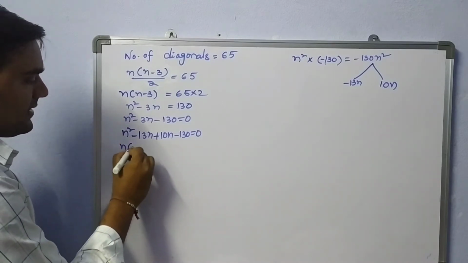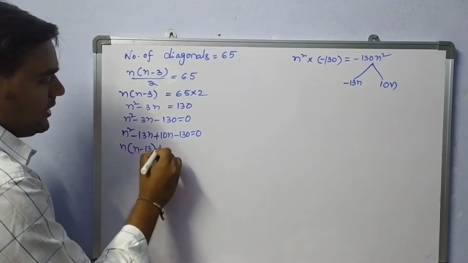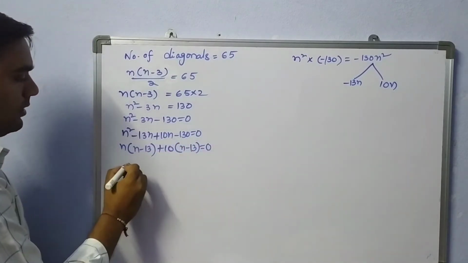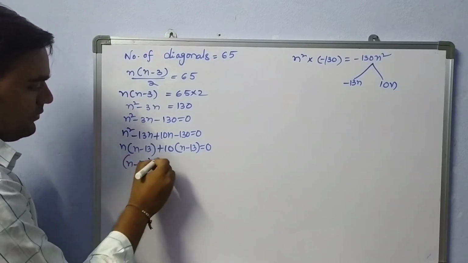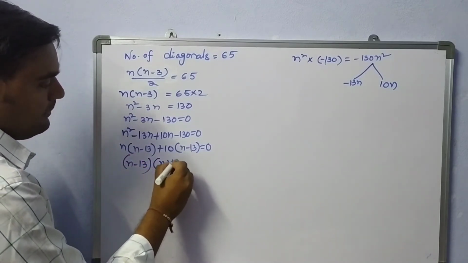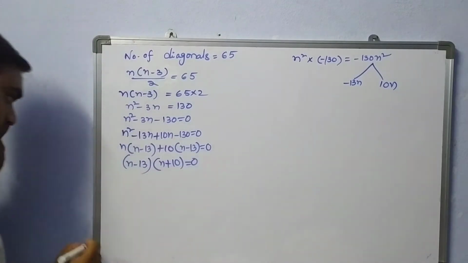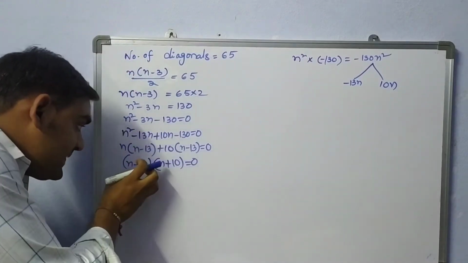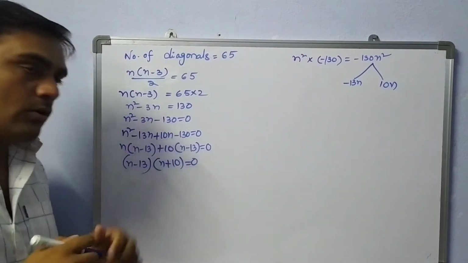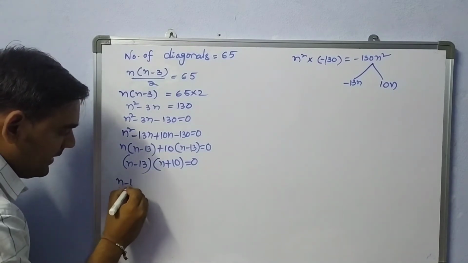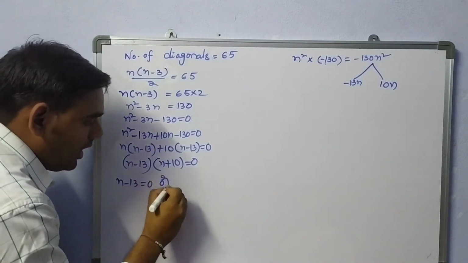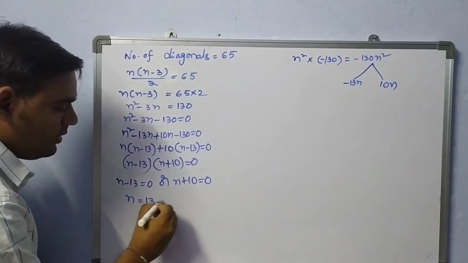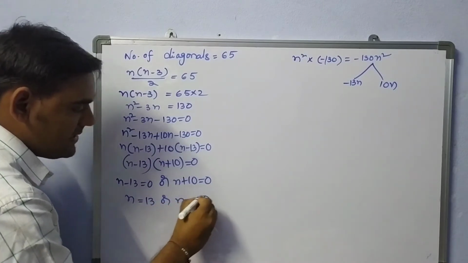Here we need to take n common: n(n − 13). Then we take plus 10 common: 10(n − 13). Again, n minus 13 is common, so we take it out. So (n − 13)(n + 10) is equal to 0. Here the product of these two expressions is equal to 0. At that time, either n minus 13 may be 0 or n plus 10 may be 0. So we write n minus 13 is equal to 0 or n plus 10 is equal to 0. So n is equal to 13 or n is equal to minus 10.